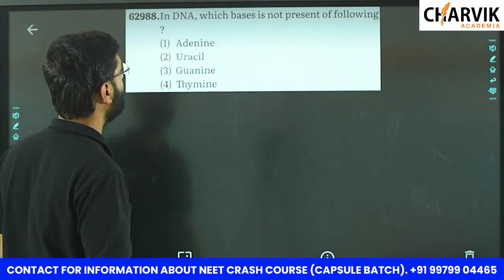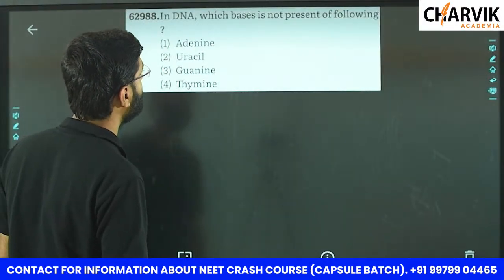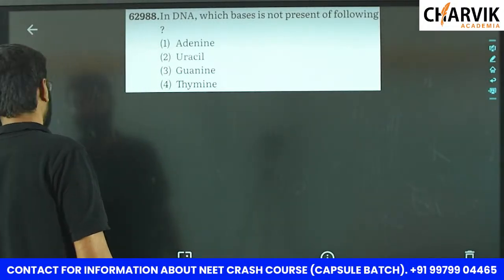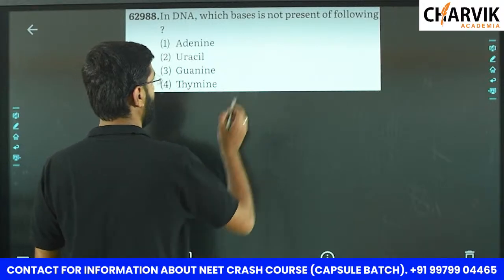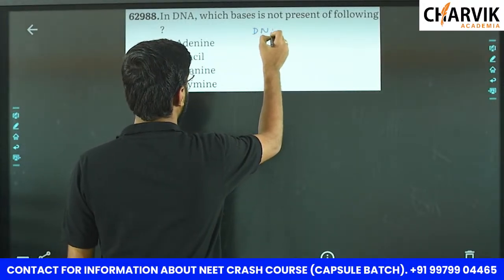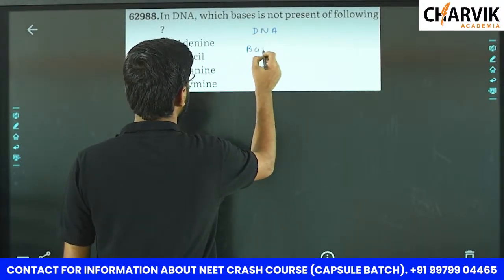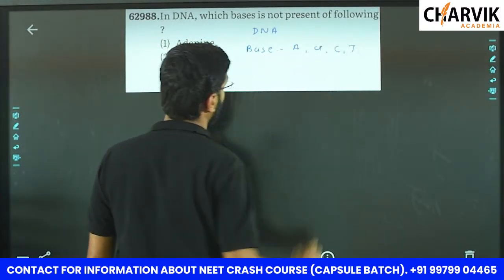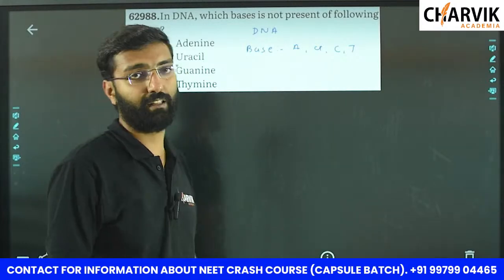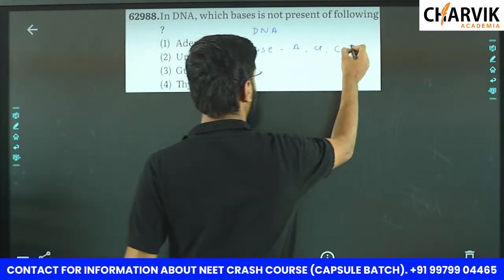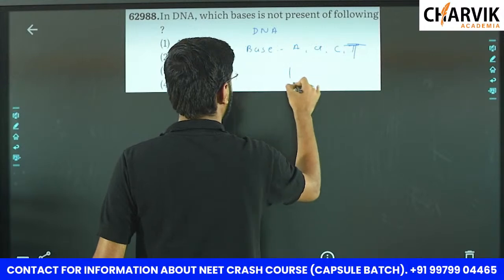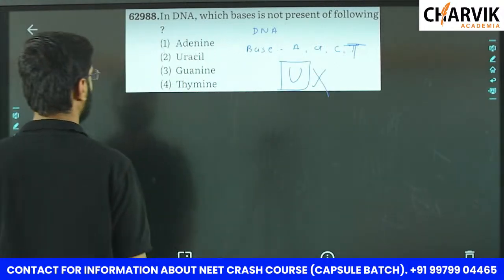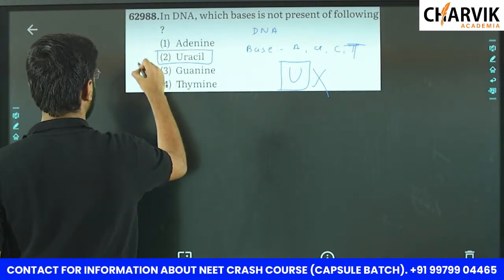In DNA, which base is not present of following? Okay. Lower standard question. You know that in case of DNA, nitrogen bases like A, G, C, T: adenine, guanine, cytosine and thymine. These four bases are present, right? But uracil is absent in case of DNA. So your correct option is 2, uracil.